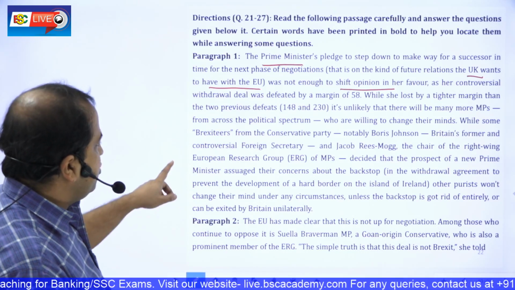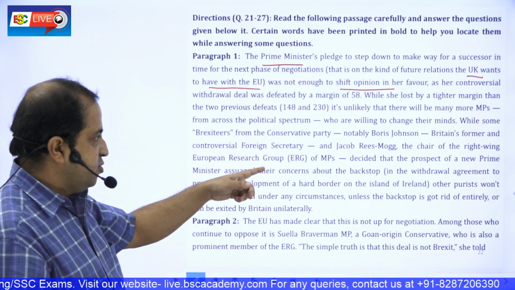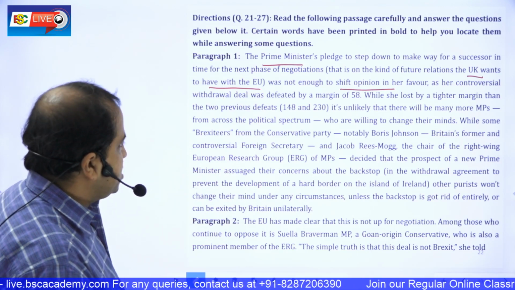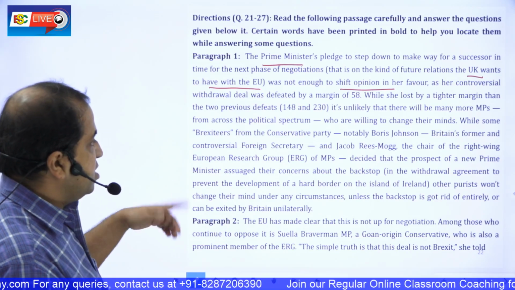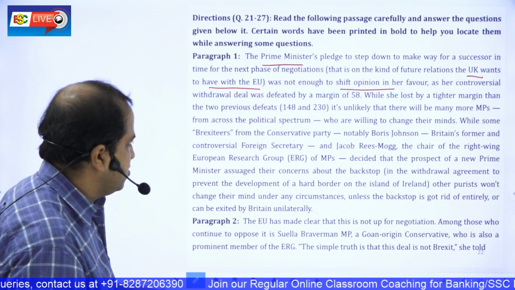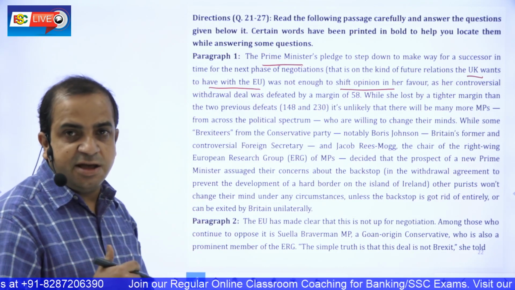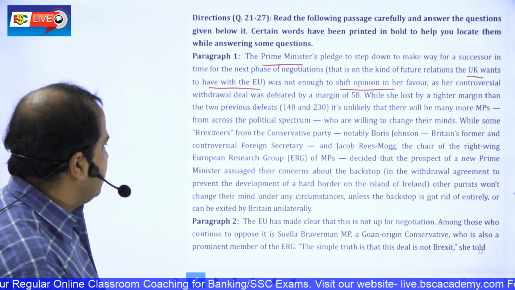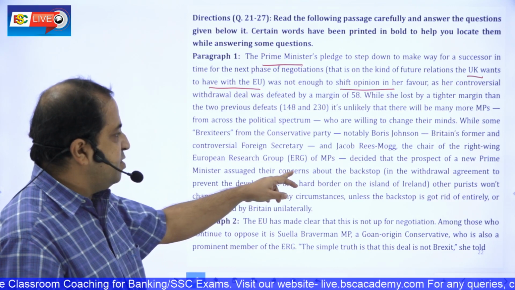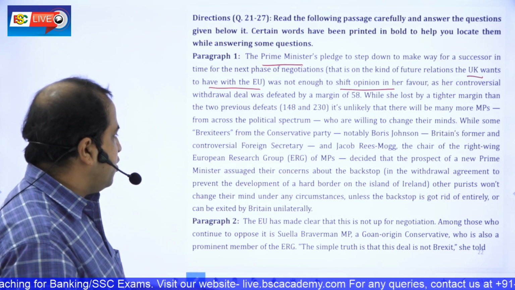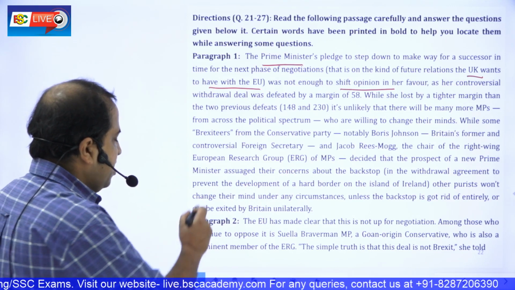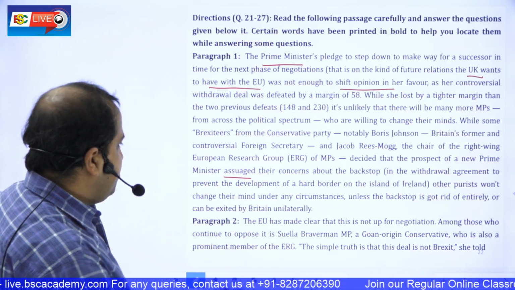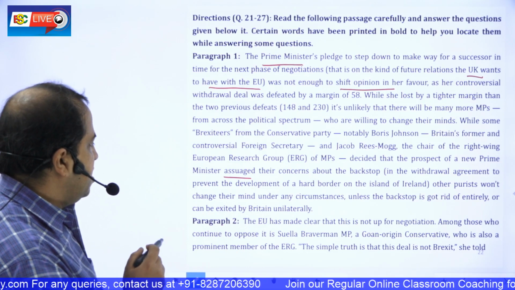So while some Brexiteers from the Conservative Party, notably Boris Johnson, now Boris Johnson has become the new Prime Minister. So Britain's former and controversial Foreign Secretary, he used to be the Foreign Secretary there, Foreign Secretary equivalent to India's Foreign Minister, and Jacob Rees-Mogg, the chair of the right-wing European Research Group, ERG of MPs, decided that the prospect of a new prime minister assuaged their concerns about the backstop. Other purists won't change their mind under any circumstance.